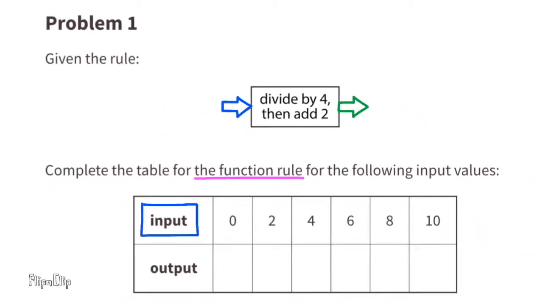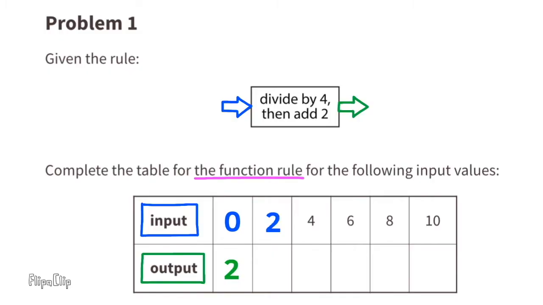When the input is 0, that means that we're going to put 0 into the function rule. 0 divided by 4 is 0, then add 2. 0 plus 2 is 2. 0 goes in and a 2 comes out.